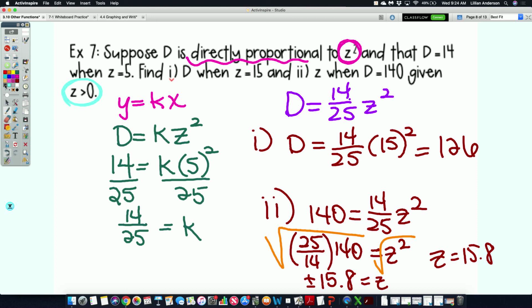So the main thing to take away from direct variation is that this is the general setup. If it tells you that one variable is directly proportional to another variable, then that means you just trade out your y and your x for those respective variables. Make sure you find your constant first before you ever start solving the problem.